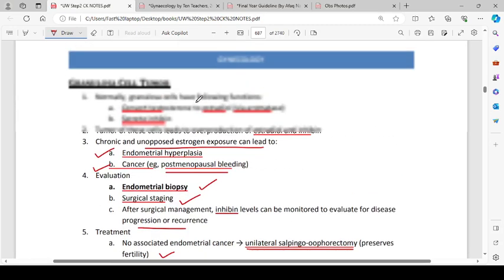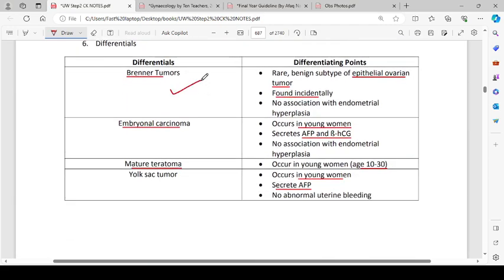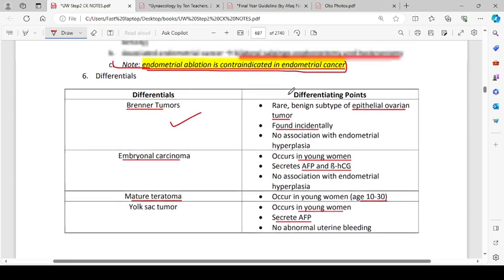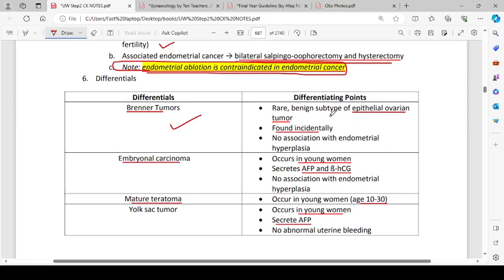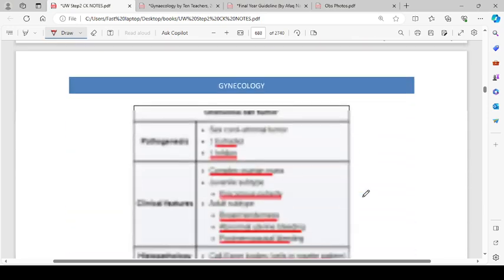Differentiations of granulosa cell tumor are Brenner tumor. Differentiating points are rare benign subtype of epithelial ovarian tumor found incidentally, no association with endometrial hyperplasia. Embryonal carcinoma occurs in young women, secretes alpha fetoprotein and beta HCG, no association with endometrial hyperplasia. Mature teratoma occurs in young women aged 10 to 30, and yolk sac tumor occurs in young women, secretes alpha fetoprotein, and there is no abnormal uterine bleeding.